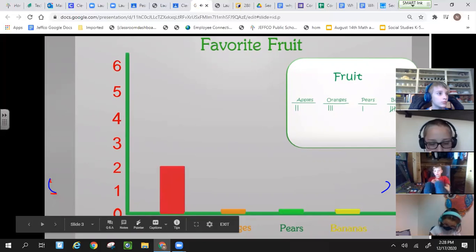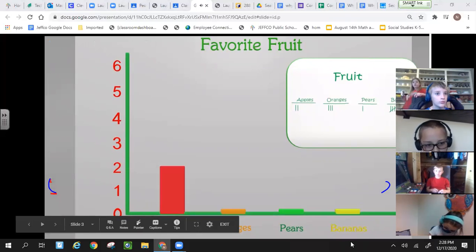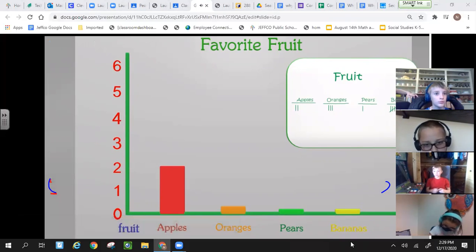Okay, next we have oranges. How many people liked oranges? Good job. 3 people liked oranges. So we move the bar up to where the 3 is.